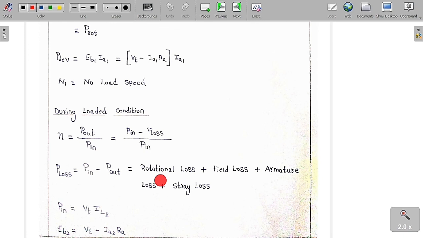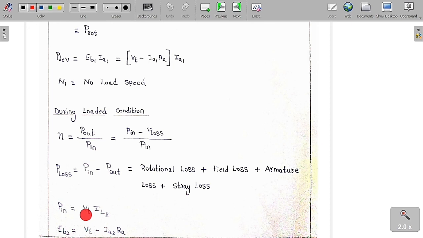Field losses means the field copper loss, and then the armature copper loss, which together are called copper losses. The rotational losses plus field copper loss plus armature copper loss make up the total losses, and then we also get the stray losses. So we get the rotational losses, the copper losses, which are of two types, the field copper loss and the armature copper loss, and also the stray losses.